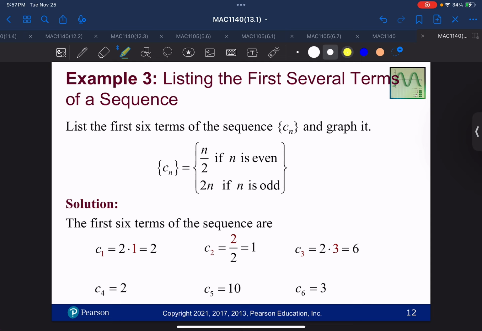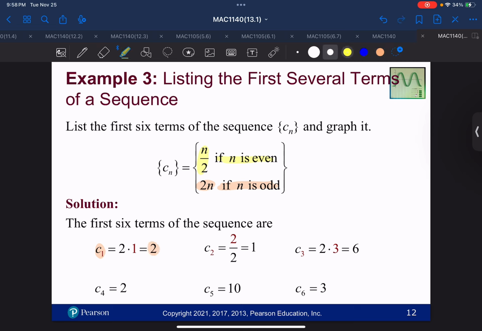Okay, so this is almost like a piecewise sequence. It says that if n is even, you plug it into the first sequence formula, but if n is odd, you plug it into the second sequence formula. So for the first term, n is 1, which is odd, so I plug it into the second sequence, which is 2 times 1, which gives me 2.